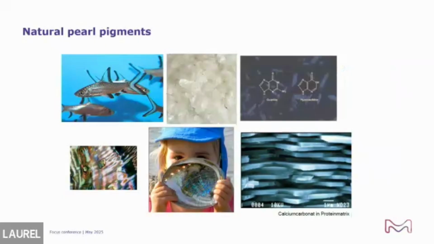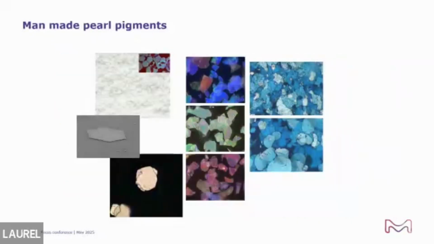So there are some natural pearl pigments you see in your daily life, like the typical one, fish scale, that's a natural pearl, and also mother of pearl, which is also natural. And this, in the right bottom corner, is actually a stack of protein. They're pearlescent as well. Man-made pearl pigments are the pigments used in automotive coatings. The natural ones we don't use for automotive coatings. They're super expensive.